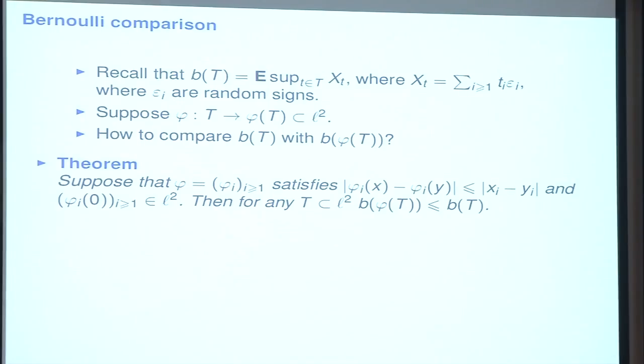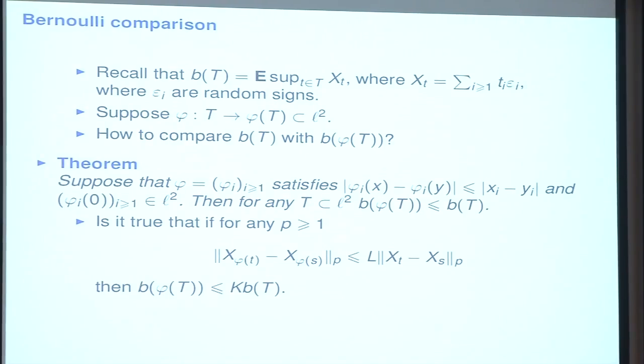Okay. What is well known here is that there is a Bernoulli comparison theorem, and it states that we can compare two processes if the function is a contraction on each coordinate. And the contraction on each coordinate allows us to say that there is a comparability, and the comparability is with constant 1. Okay, so is it possible to say something more?